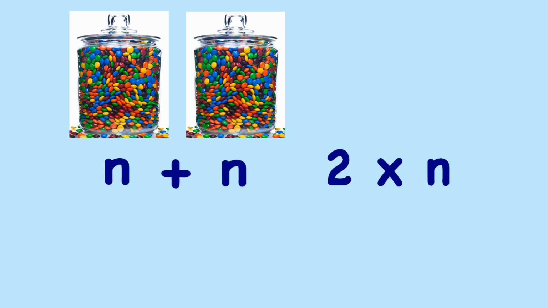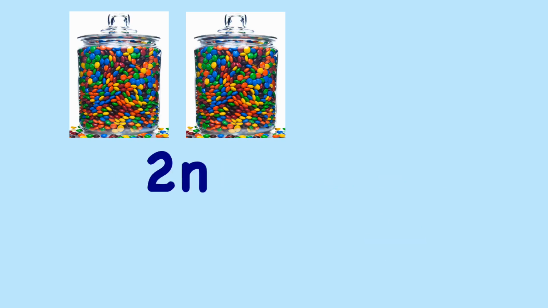But in algebra, we don't use the multiplication symbol. It looks too much like the letter x, really. So instead of writing 2 times n, we write 2n. All we've done here is we've just moved the 2 and the n next to each other. So if you see a letter and a number next to each other in algebra, you know that that means multiply. So these 2 jars of M&Ms gives me 2n.